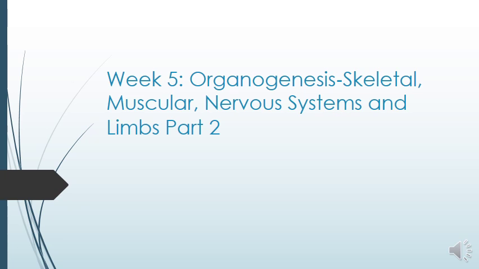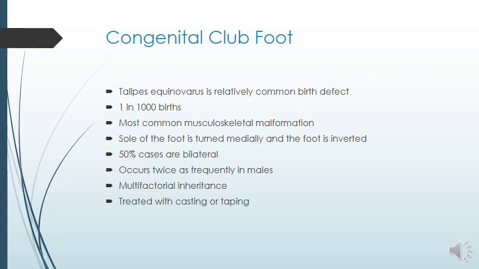This is week 5, Organogenesis, Skeletal, Muscular, Nervous Systems, and Limbs, part 2. I would like to start part 2 with the congenital clubfoot. It is a relatively common birth defect, about 1 in 1,000 births, and its name is Talipes equinovarus.